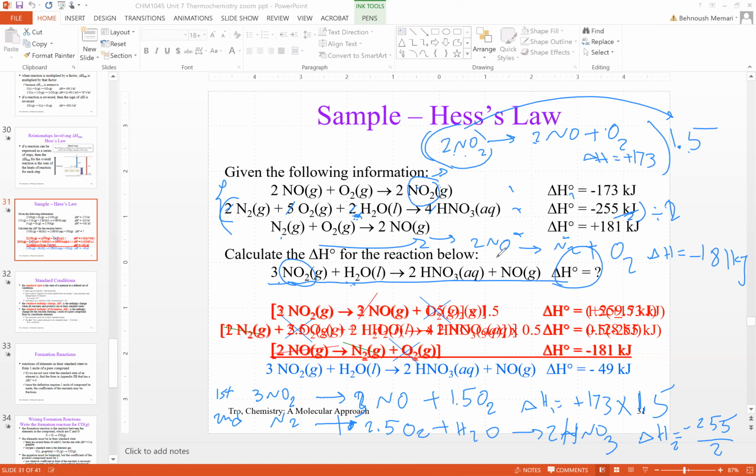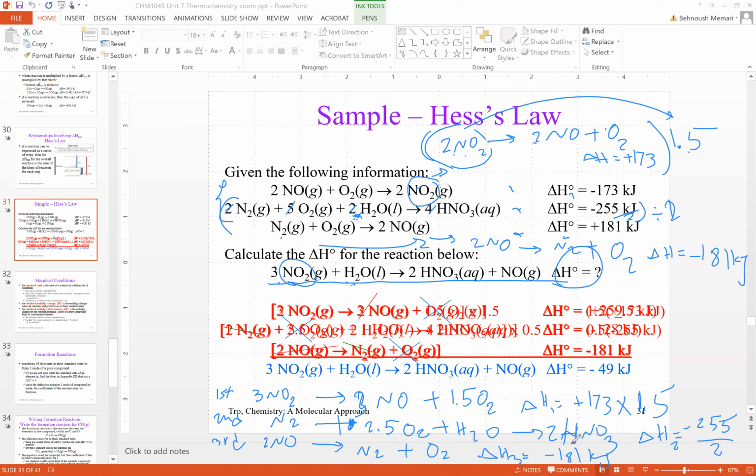What did we do for reaction 3? Reaction 3, the third reaction, is going to be times 2, because, was it times 2 or reverse? It's going to be just reverse. Just reverse. So it's going to be 2NO yields N2 plus O2. And delta H3 is minus 181 kilojoules.